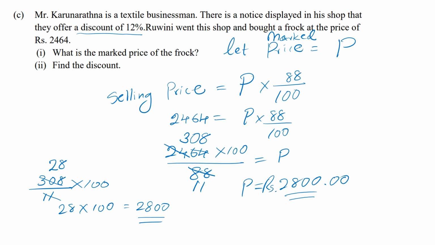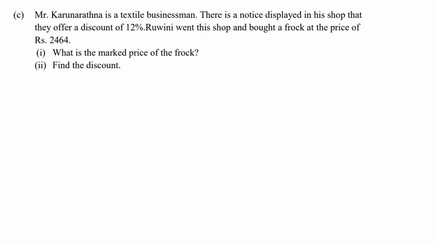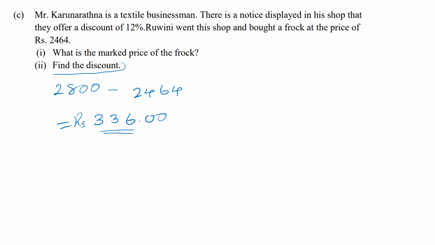Okay, let's go to part B. Actually the same part, we have to find out the second. This means to find the discount. So what is the discount? We found that the marked price was 2,800. You can subtract 2,464, and then you can get the discount, 336 rupees. 336 rupees, and this is the discount. Then that's good.